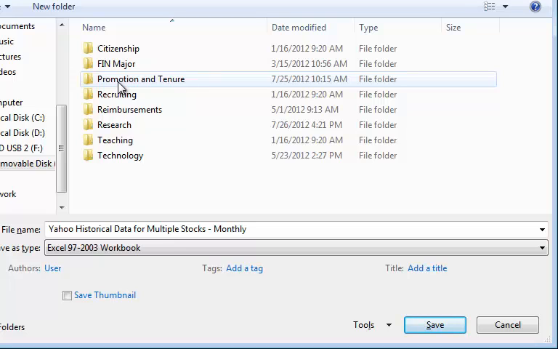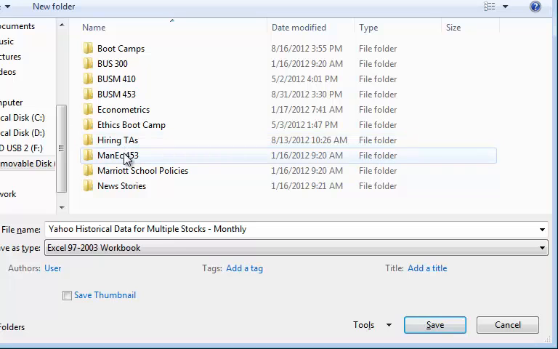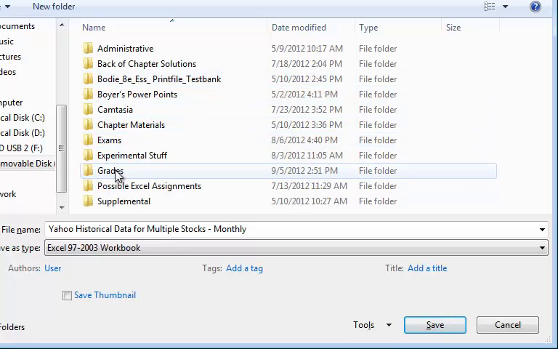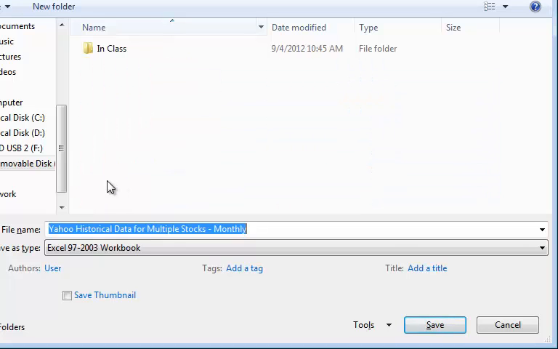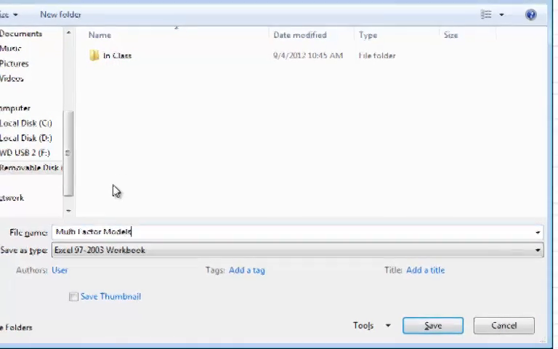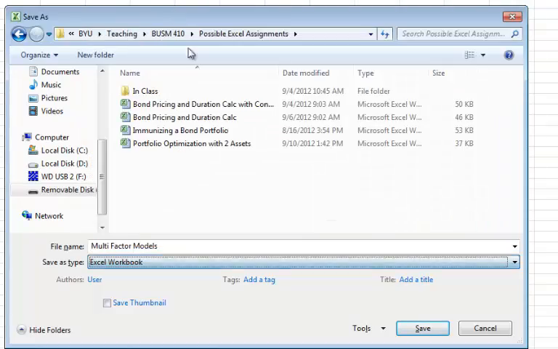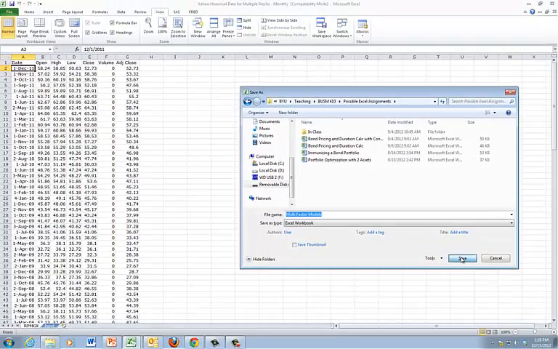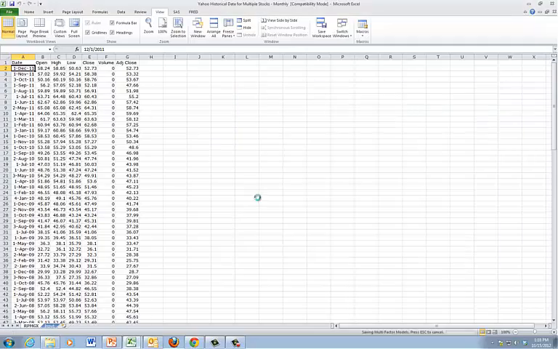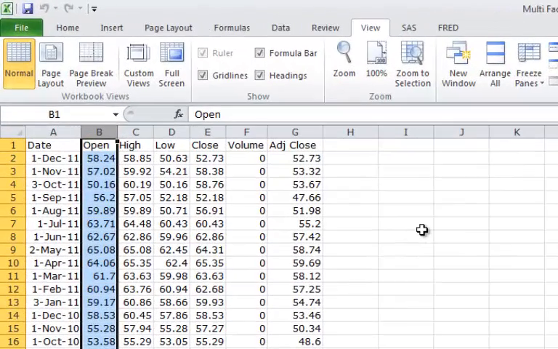So the first thing I'm going to do is I'm just going to save it. That should be standard operating procedure for us. So I'm just going to go save it real quick here. Excuse me while I do that. And I'll save it in the most recent version of Excel. There we go.